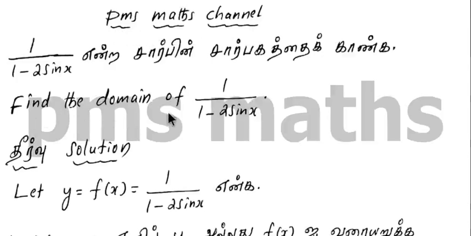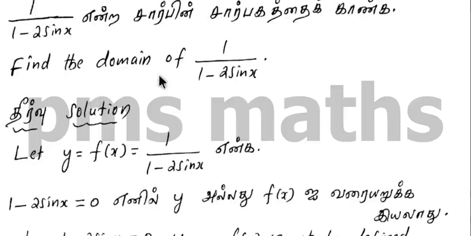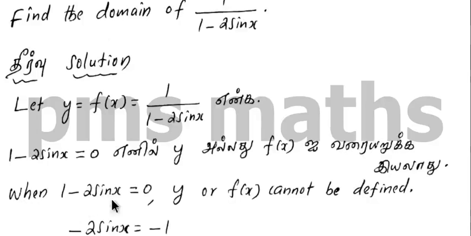Find the domain of 1 by 1 minus 2 sin x. Solution. Here we have to find the domain of this function. Let y is equal to f of x is equal to the given function, 1 by 1 minus 2 sin x. When 1 minus 2 sin x is equal to 0, this denominator is equal to 0, 1 by 0 becomes infinity. It means f of x or y cannot be defined.